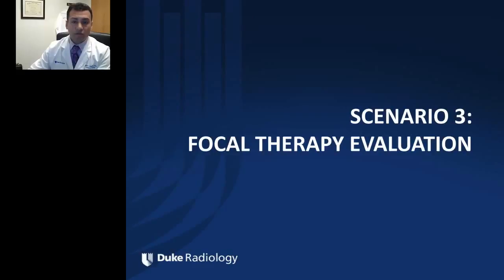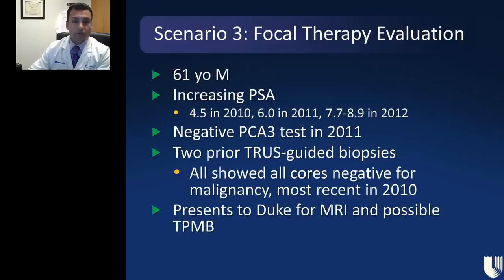The final scenario we're going to talk about is focal therapy evaluation. So this is a 61-year-old male with an increasing PSA from 4.5 to almost 9 in 2012, had a negative PCA3 test in 2011, and had 2 prior 12-core biopsies, all of which were negative for malignancy, most recently in 2010. He presented to Duke for a multiparametric MRI, as well as for a possible transperineal mapping biopsy.